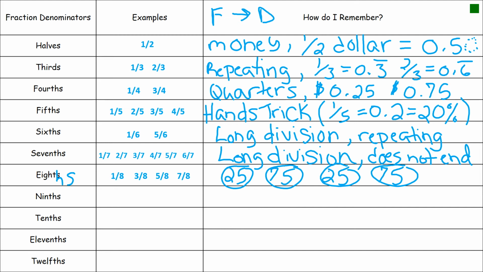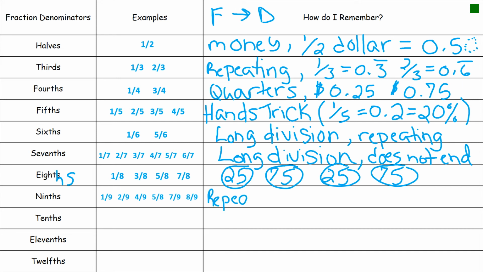All right, moving on to ninths. So you would have all of the ninths because, well, no, I'm sorry. You would have a lot of the ninths. 3/9 simplifies to a third, and 6/9 simplifies to 2/3. So you are missing a couple of them because they simplify. When you simplify ninths, they are all repeating decimals.